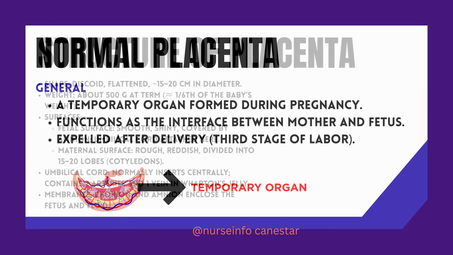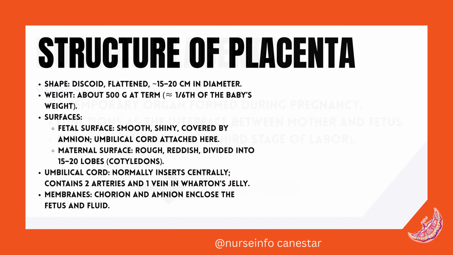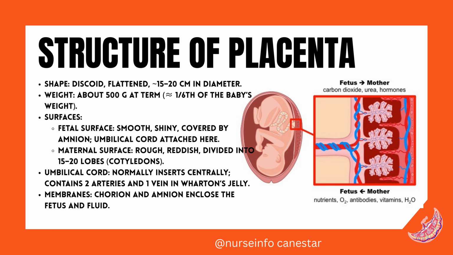Structure. Shape: discoid, flattened, 15-20 cm in diameter. Weight: about 500 grams at term, 1/6 of the baby's weight. Surfaces. Fetal surface: smooth, shiny, covered by amnion, umbilical cord attached here.